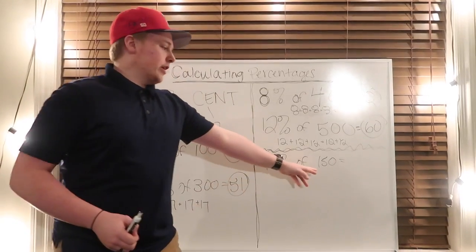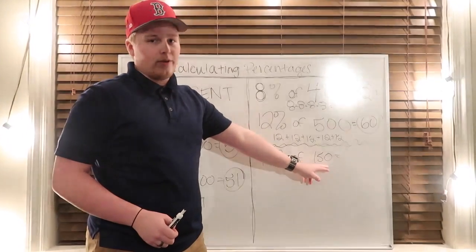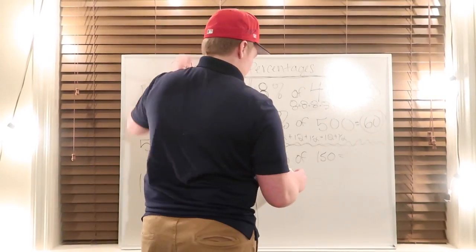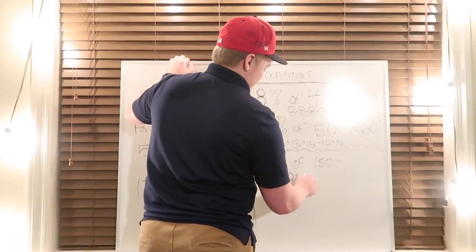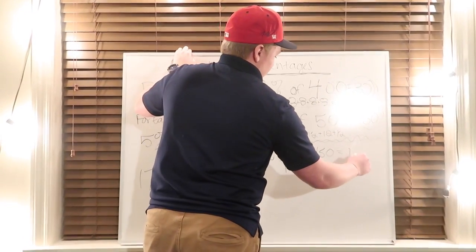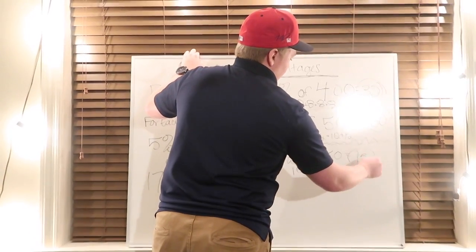Now 150 would be 1 1/2 100ths. So we're going to take 10 1 1/2 times. So 10 plus half of 10, which is 5, which equals 15.